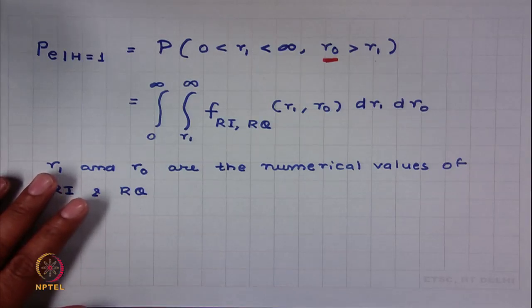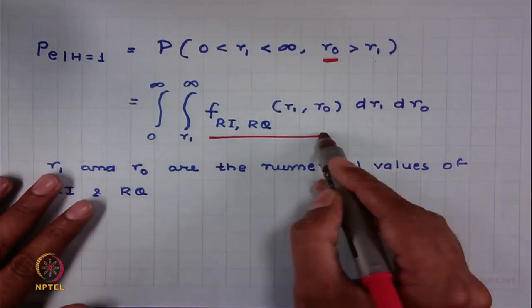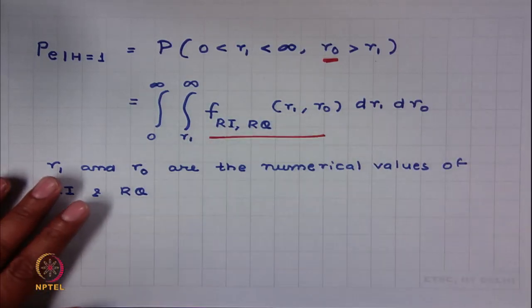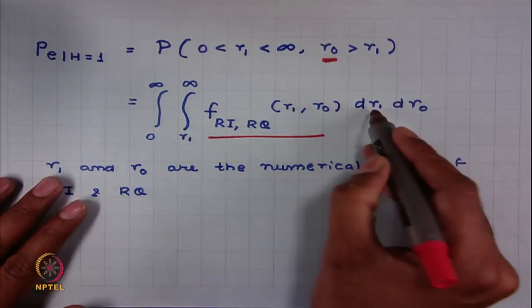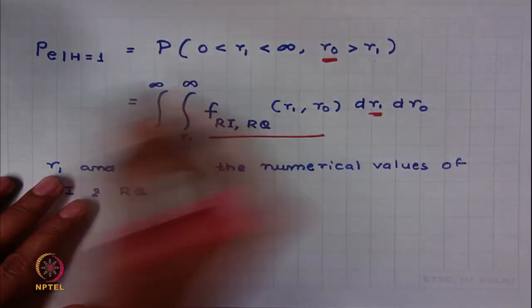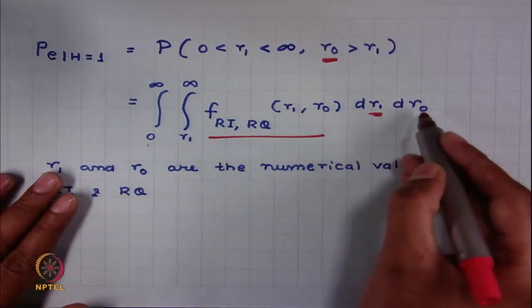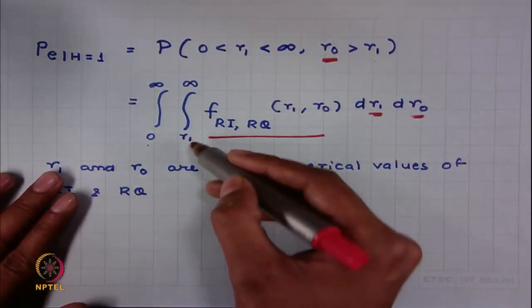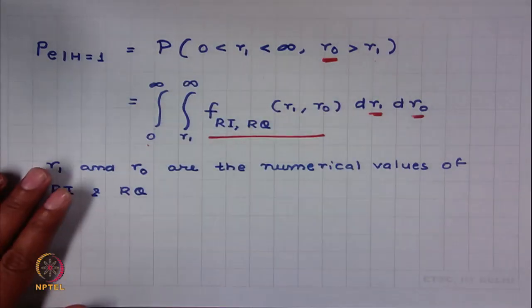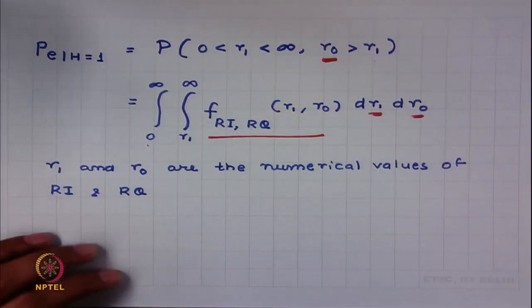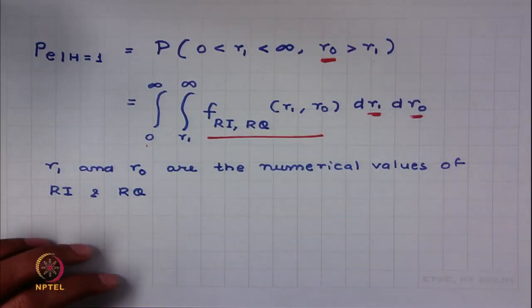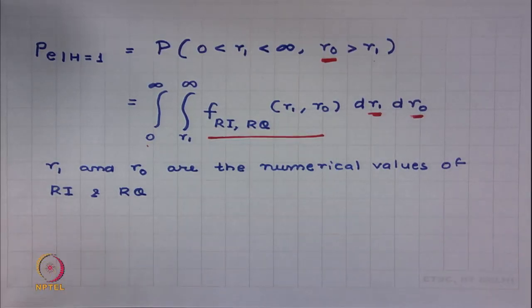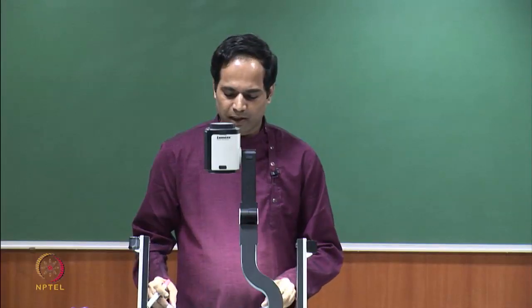Okay. Then what we have to do is simply write down the joint PDF and carry out this integration. R 1 can take any value between 0 and infinity, and if R naught takes a value between R 1 and infinity, of course, there is an error. Remember that these two random variables are independent of each other, and thus the joint PDF can be written as the product of the marginal PDFs, which we do here.